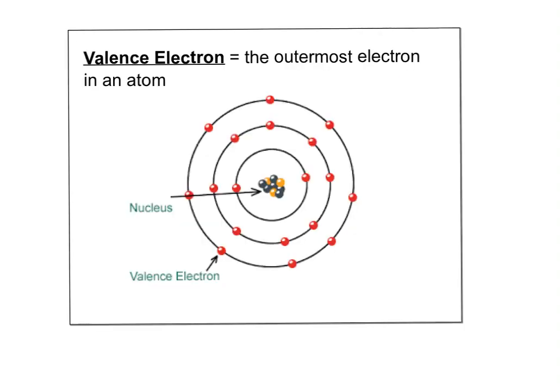So from now on, I'm going to try to use the vocab. Valence electron is the outermost. So here's my nucleus, got my protons and my neutrons, right?